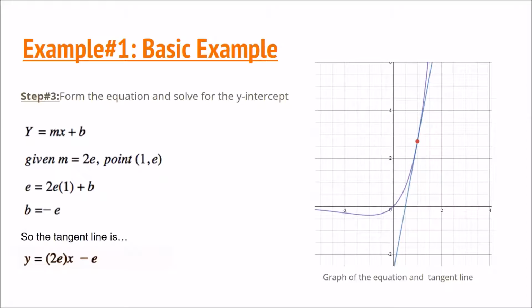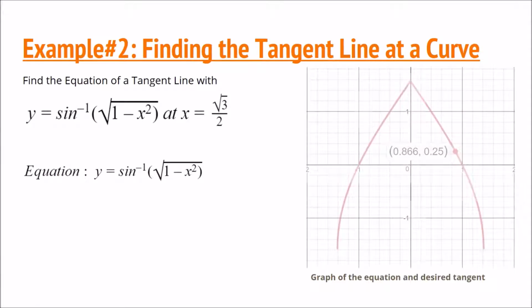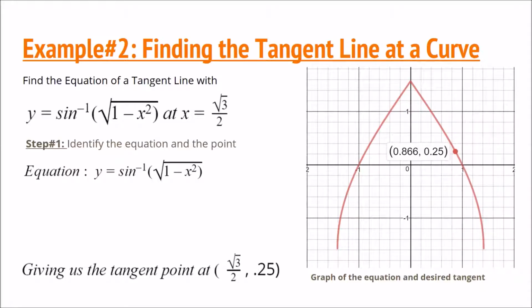Our second example will be the function y equaling arc sine of the square root of 1 minus x squared. We'll evaluate the tangent line at x equaling the square root of 3 divided by 2. We get a y value of approximately 0.25, giving us our tangent point at the square root of 3 divided by 2 and 0.25.